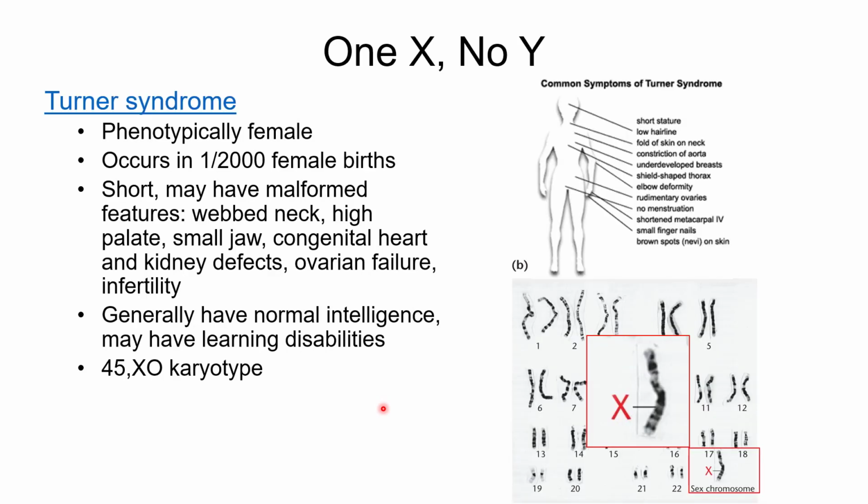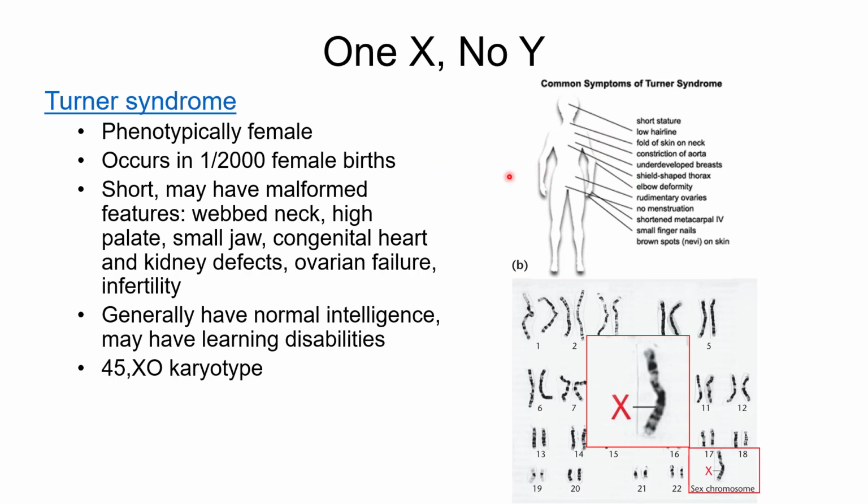What happens if we only have an X and we don't have a Y? So we're XO. This is what we call Turner syndrome. So in Turner syndrome, phenotypically, you're going to be female. You're going to look female. About 1 in every 2,000 females that are born will be born with Turner syndrome.